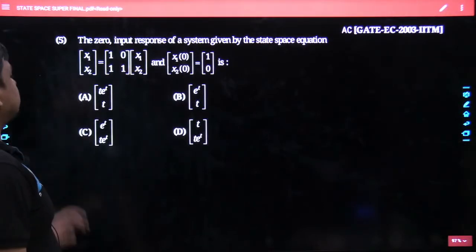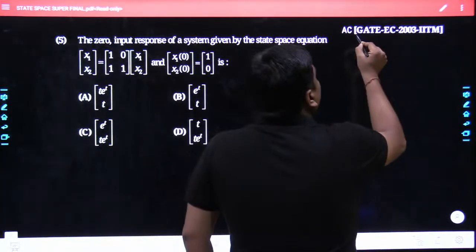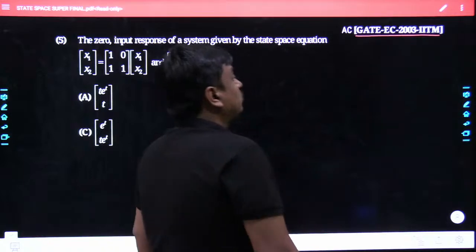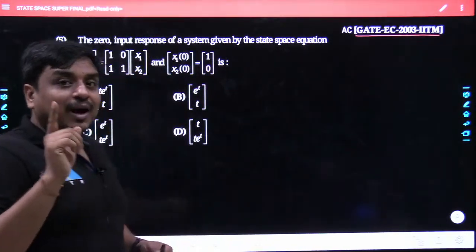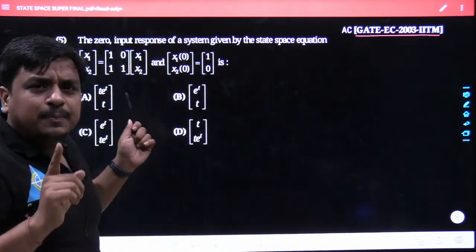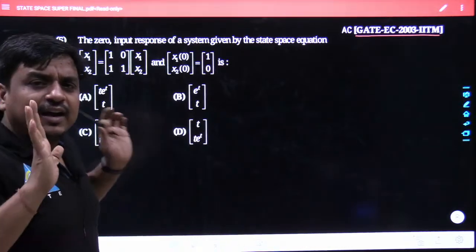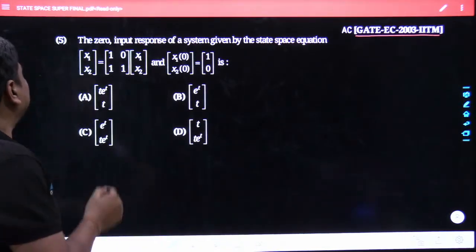Here comes the next question. You can see very well the problem appeared in GATE Electronics of the year 2003. The problem was framed by IIT Madras. So let me read the problem word by word carefully and we'll try to decode this problem. See what the problem states.